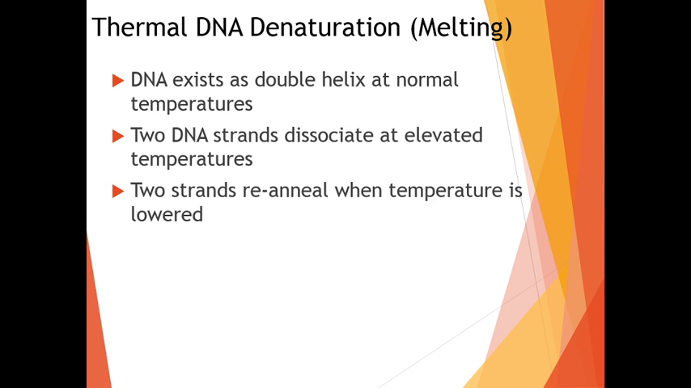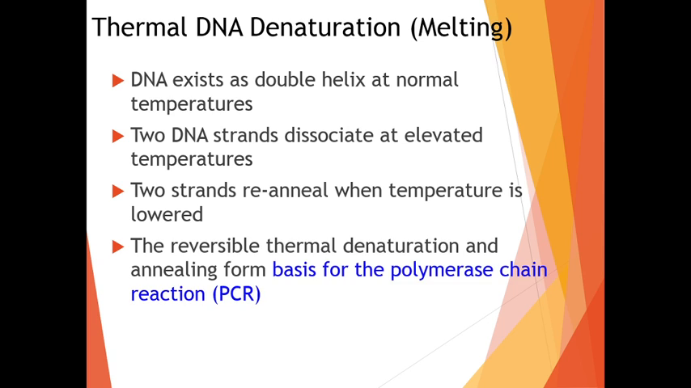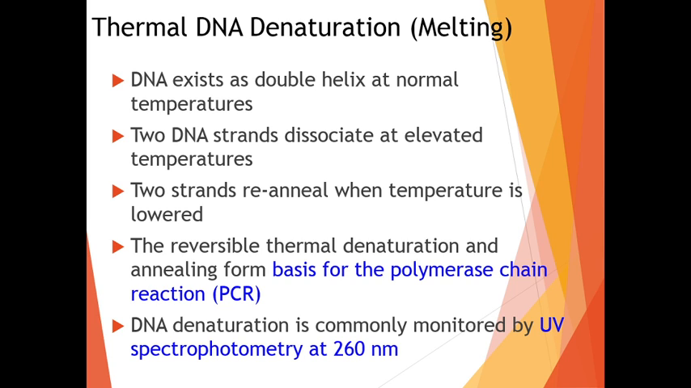Two strands re-anneal when the temperature is lowered. So you increase the temperature, you can denature the DNA. You decrease the temperature, they'll start annealing. The reversible thermal denaturation and annealing forms the basis for what is called polymerase chain reaction, or PCR. DNA denaturation is commonly monitored by UV spectrophotometry at 260 nanometers. The reason for 260 nanometers is the absorbance of purines and pyrimidines.